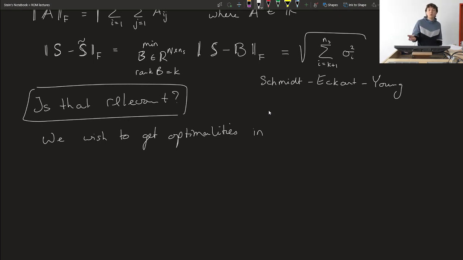And what kind of norms are relevant to us? Well, as I talked about in the first and second lecture, functions also have norms, and they capture the magnitude of a function, and if you compare two functions, we subtract them, they capture the magnitude of the error that we're making. So we have our own norms that are relevant to our functions. So we wish to get optimalities in function norms.